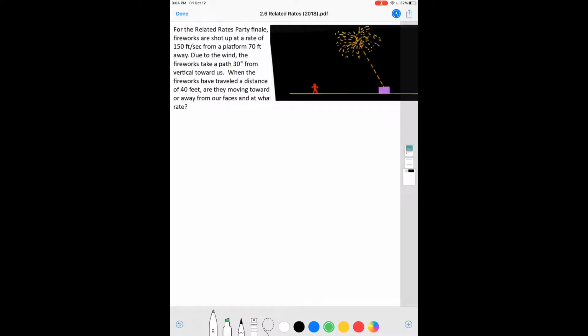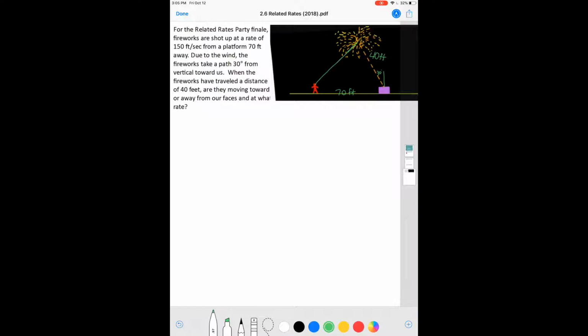All right. For the Related Rates Party finale, the fireworks are shot up at a rate of 150 feet per second from a platform that is 70 feet away. Due to the wind, the fireworks take a path of 30 degrees from vertical, so instead of going straight up, they went 30 degrees off centered toward us. When the fireworks have traveled a distance of 40 feet, so they've shot up 40 feet, are they moving toward or away from our faces?